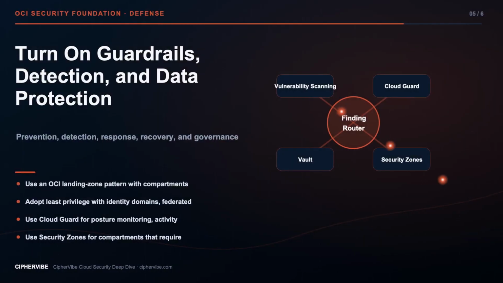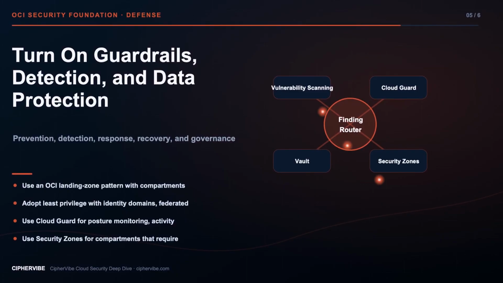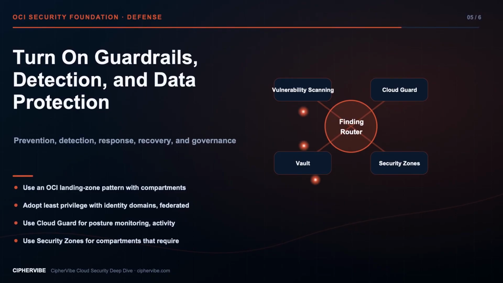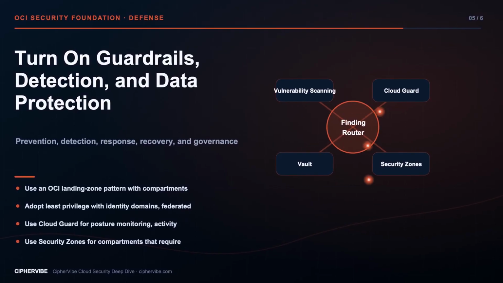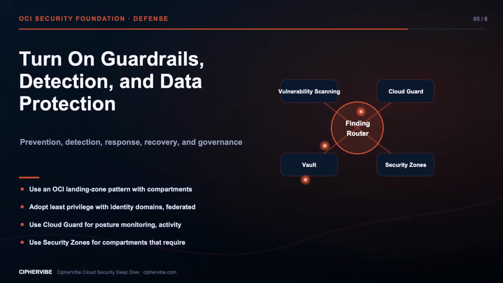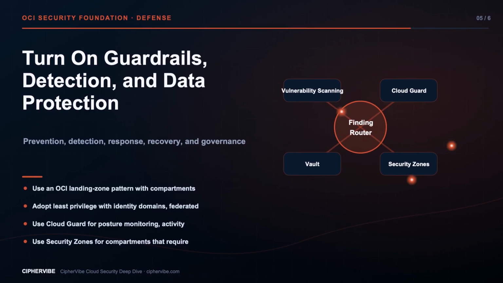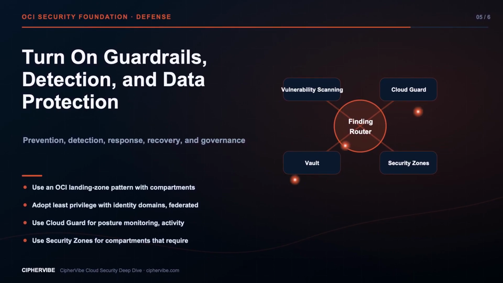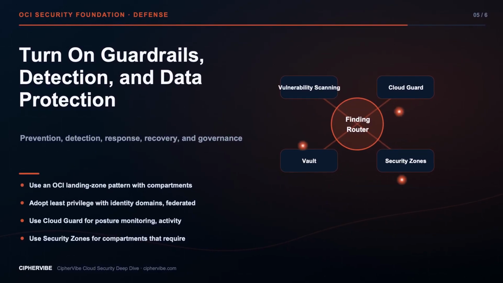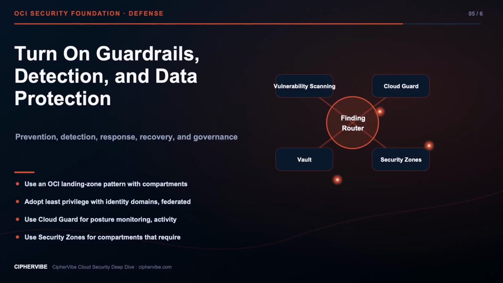Reliable security uses layers because no single control can prevent every failure. First, use an OCI landing zone pattern with compartments for platform, security, logging, networking, production, non-production, sandbox, and regulated workloads. Apply consistent tags, policies, budgets, and ownership. Second, adopt least privilege with identity domains, federated groups, MFA, reviewed local users, dynamic groups, narrowly scoped policies, credential hygiene, access reviews, and monitored break glass accounts.